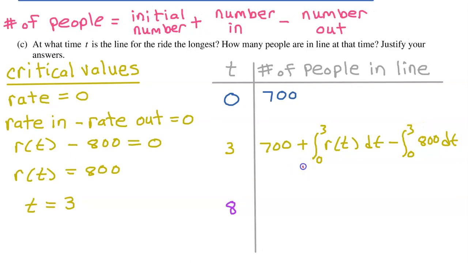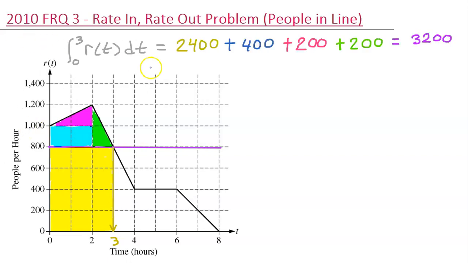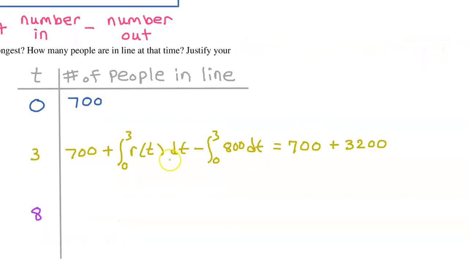Let's use the graph to find the integral of r from 0 to 3. The integral of r of t from 0 to 3 is the area under the curve from 0 to 3, which I have divided up into 4 smaller areas. The sum of these areas is 3,200. So this is the number of people who entered the line from 0 hours to 3 hours.